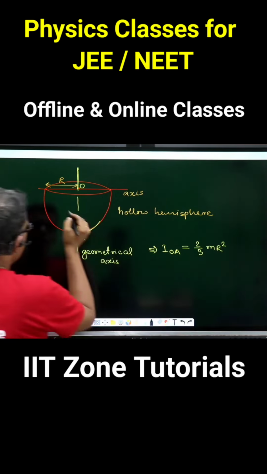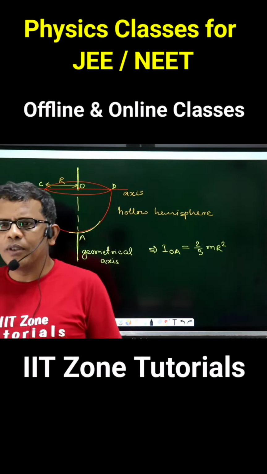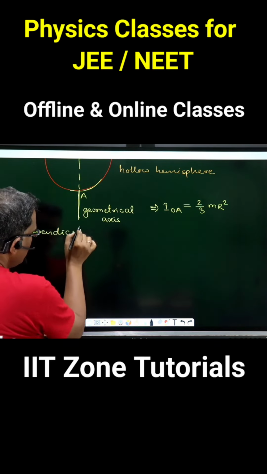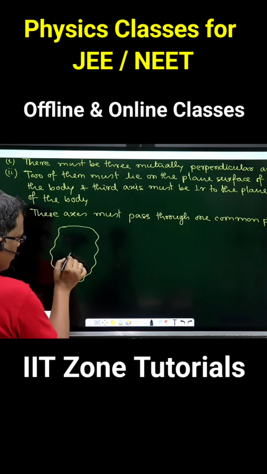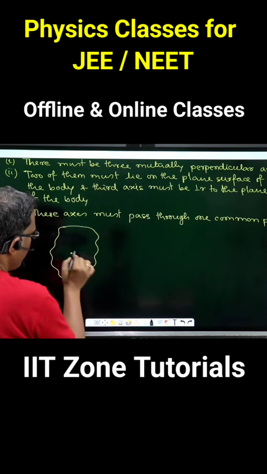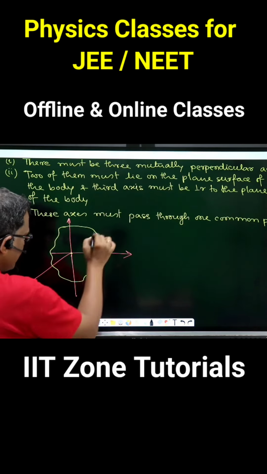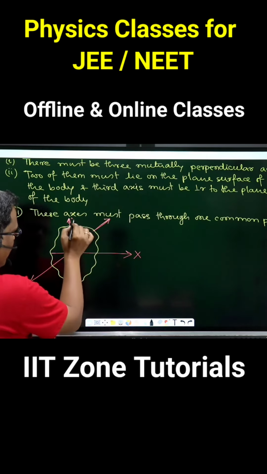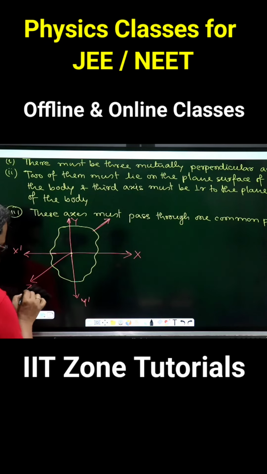But the axis I'm asking about, let it be CD. Let CD be the line COD, which appears on the plane of its cross section. Suppose this is a body having a plane surface. On the plane surface, if we draw three mutually perpendicular lines, like this is the x-axis, this is the y-axis, and let this be the z-axis. So when we take these three lines, x, x dash, y, y dash, and z, z dash are the three mutually perpendicular lines.